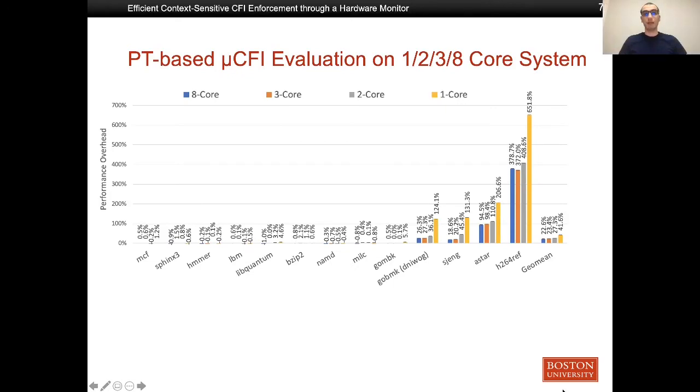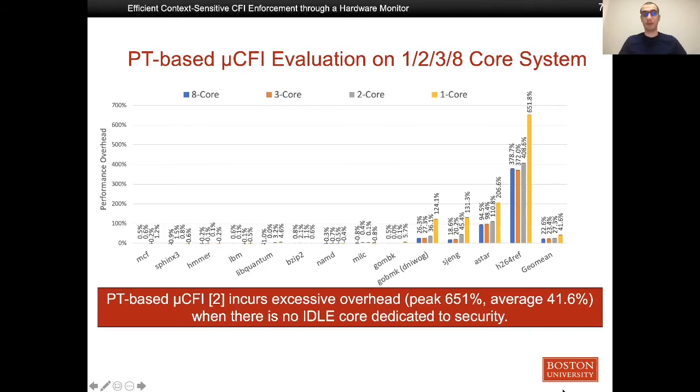We evaluated a PT-based context-sensitive CFI mechanism on several systems, consisting of a single core, 2 cores, 3 cores, and 8 cores. We use an Intel machine to perform our experiments, and as you can see, when we go from an 8-core to a 1-core system, the performance overheads of some of the benchmarks from SPEC 2006 increase significantly.